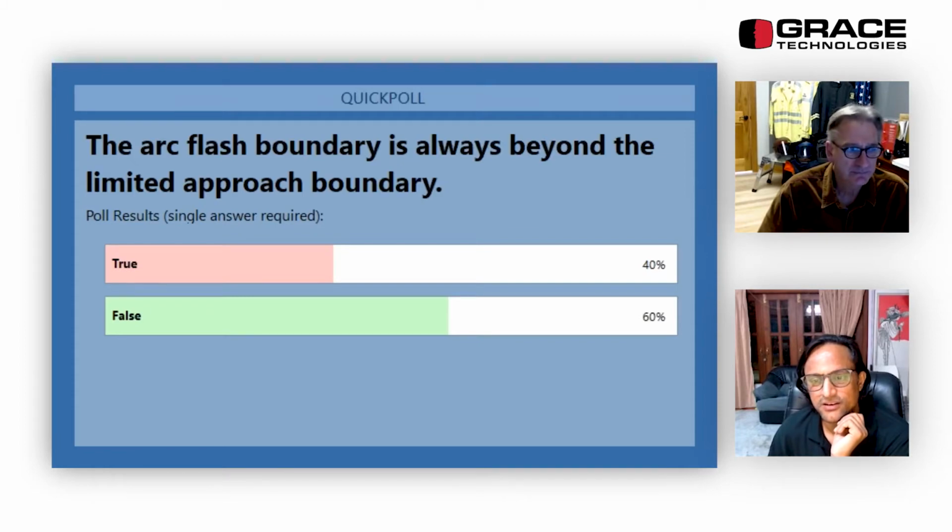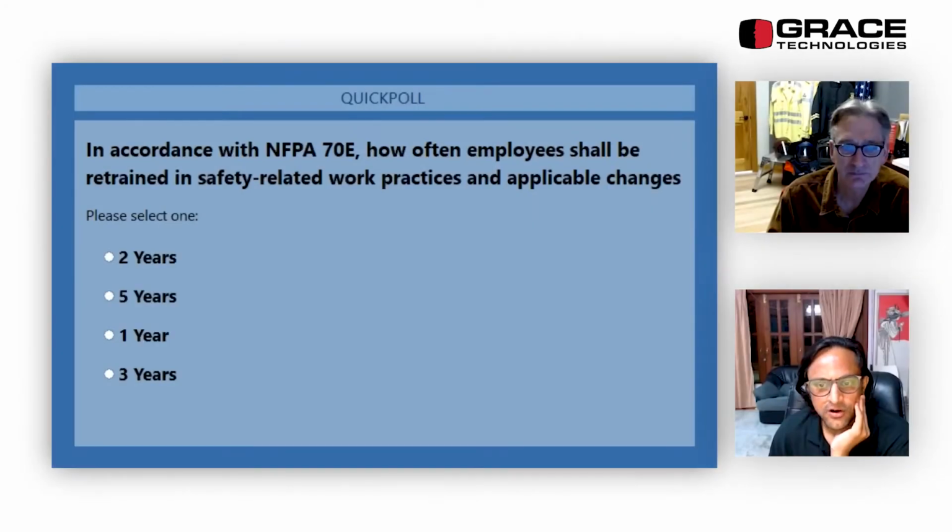Thanks, Charlie. Let's go to the next question. In accordance with NFPA 70E, how often shall employees be retrained in safety related work practices and applicable changes? The responses are 2 years, 5 years, 1 year, and the last one is 3 years. We'll leave it on screen for 30 to 45 seconds, and then we'll go through the responses.